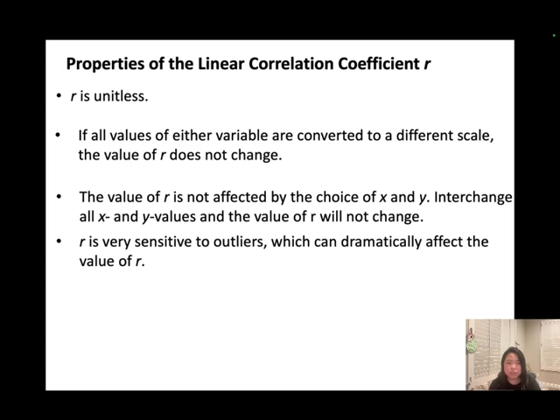R is very sensitive to outliers, which can dramatically affect the value of R. So every time we want to find the correlation coefficient R, we have to look at the scatter plot. Make sure there is no outlier, and then we can calculate R. But if there is an outlier on the scatter plot, usually we're gonna remove the outlier, and then we're gonna calculate R.